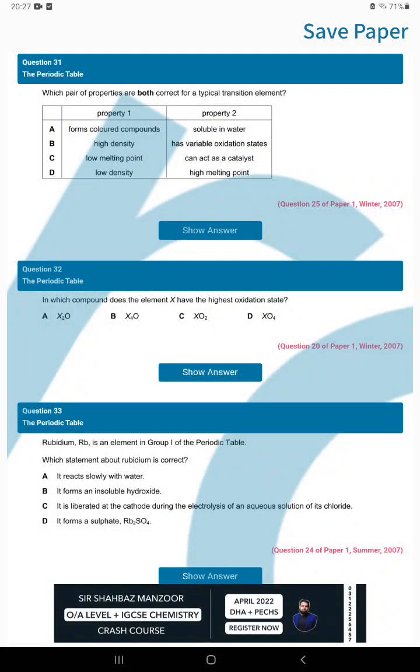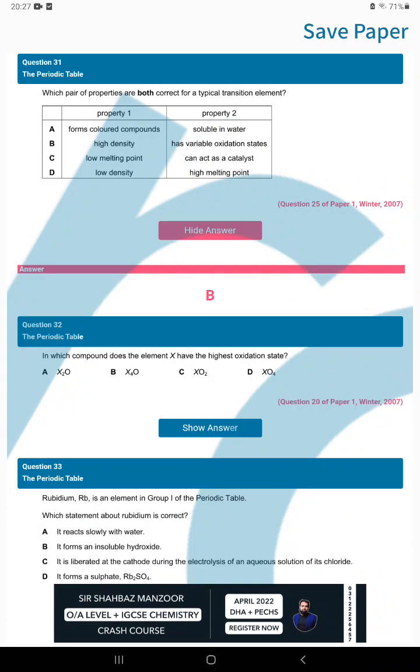Which pair of properties are both correct for the typical transition element? Property 1: forms colored compounds soluble in water, high density. It's a transition metal. So it's B, high density and has variable oxidation states.